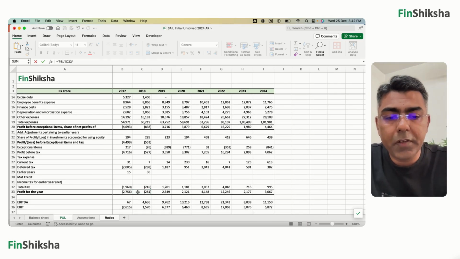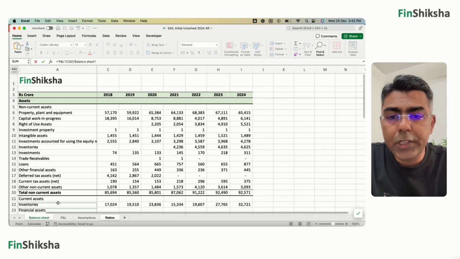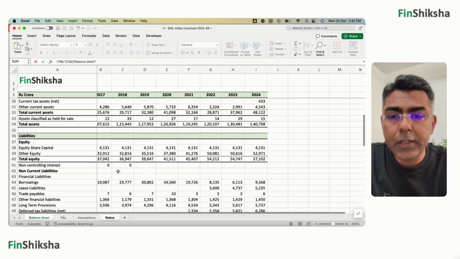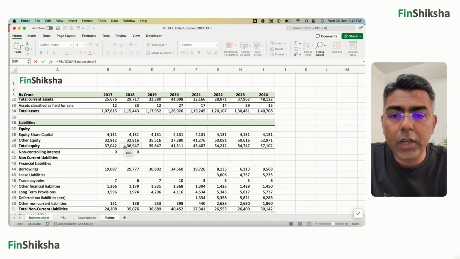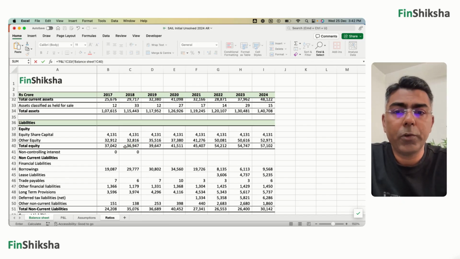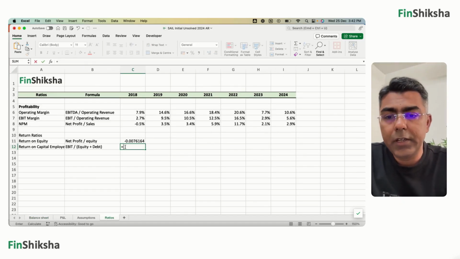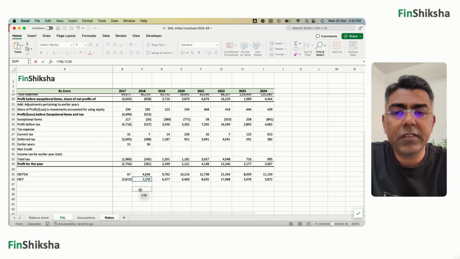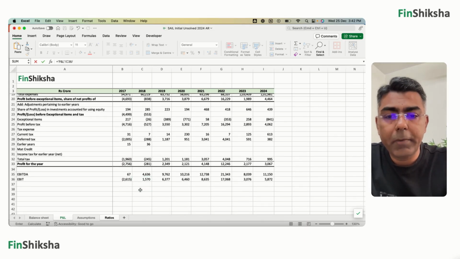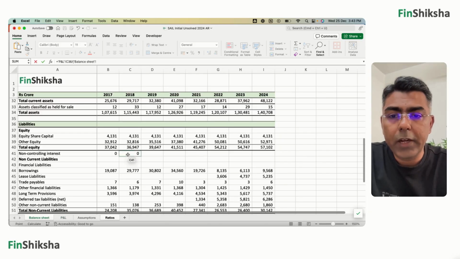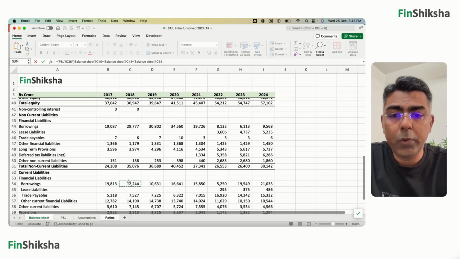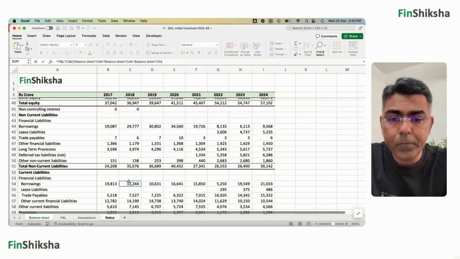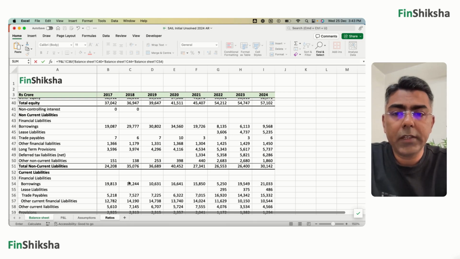So profit for the year divided by, on the balance sheet, let's just look at where is the equity data. This total number of equity, total equity, is equity data, right? So I'm going to use this. And here I'm going to use EBIT. Where is EBIT? That's here, 1570 for 2018 divided by, bracket open, I will add total equity plus non-current borrowings plus current borrowings. So I'll include all of this, right? And then close bracket, enter.